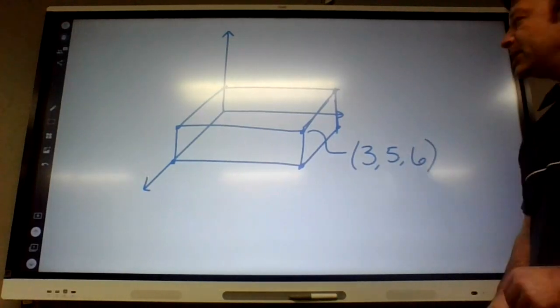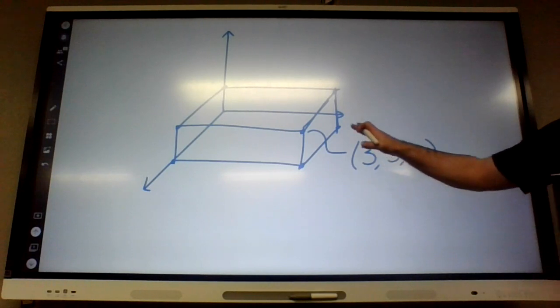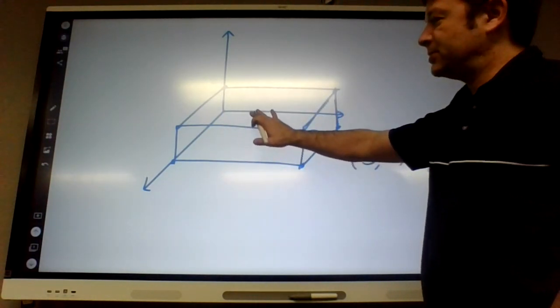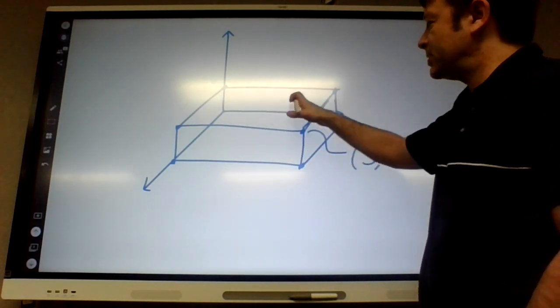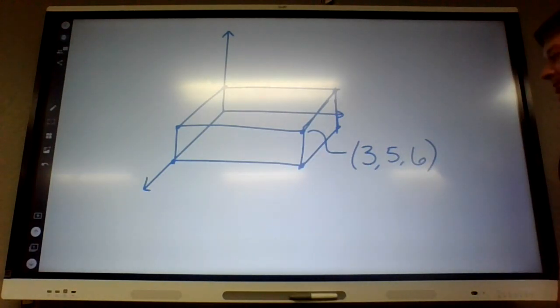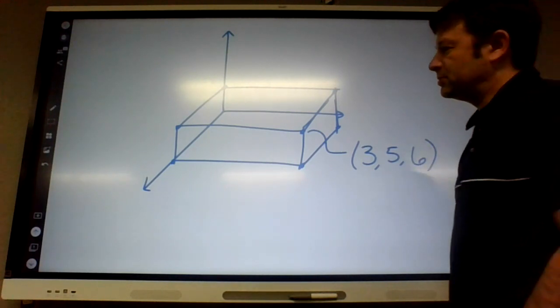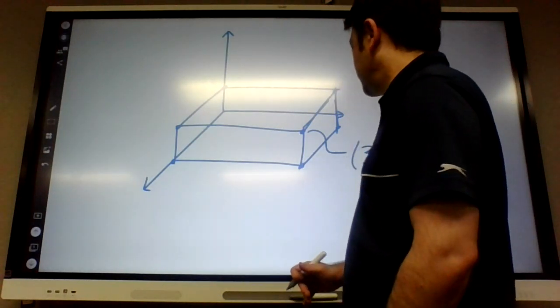Today we're talking about planes in three-dimensional space. So in my little picture here, this box has 6 sides, so that's like 6 planes. And how would I describe each plane? That's kind of what we're going for here. So what should I start with?